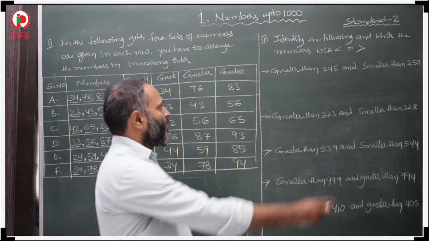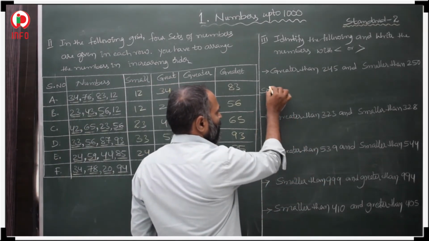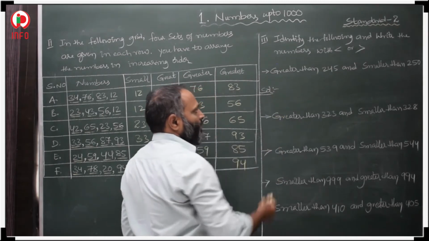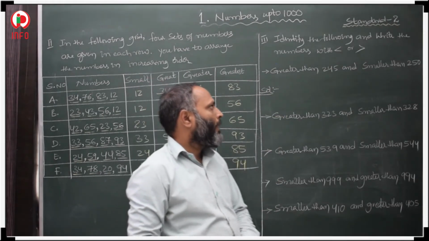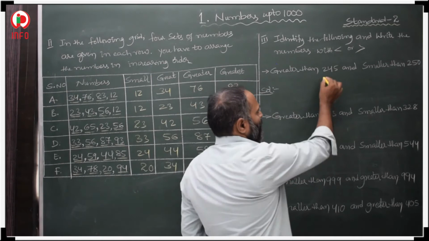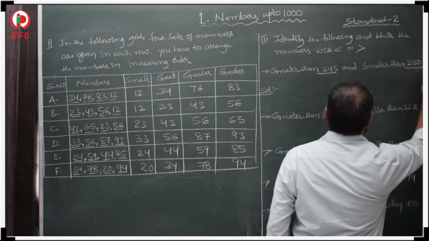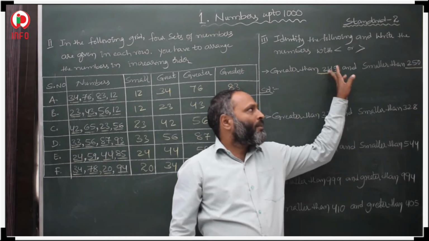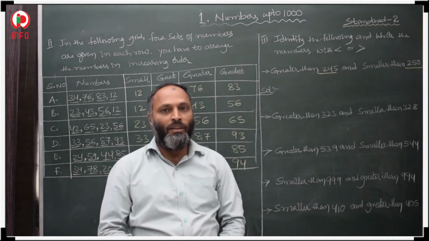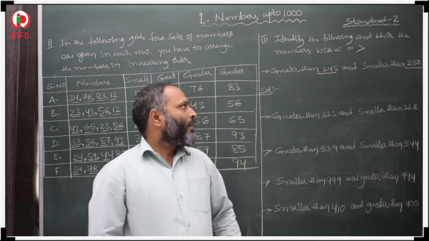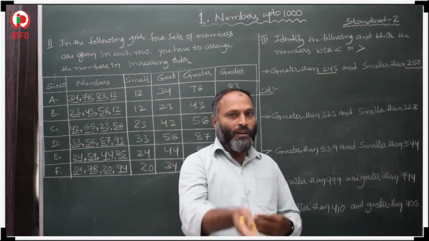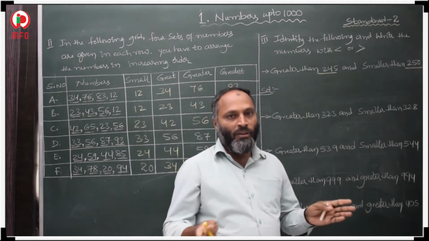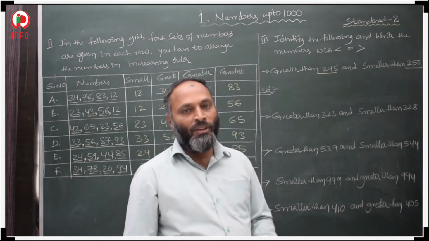Now, our third bit. The third bit solution. Here, 2 numbers are given. One number is 245, the other number is 250. Greater than 245 and less than 250 means we have to write the numbers in between 245 and 250.